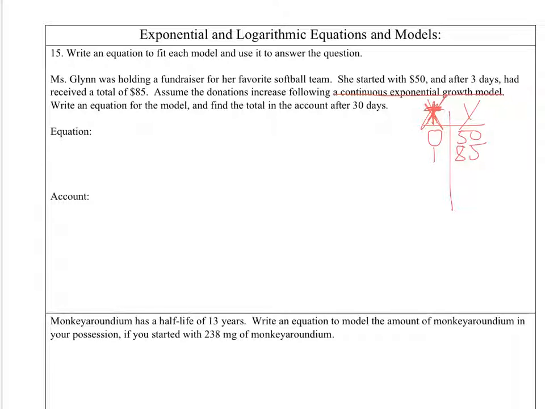So this is really specific in terms of the way that this is set up and the phrase continuous exponential growth. We're going to ignore that and just talk about an exponential model. And we know that should be y is equal to ab to the x plus k.